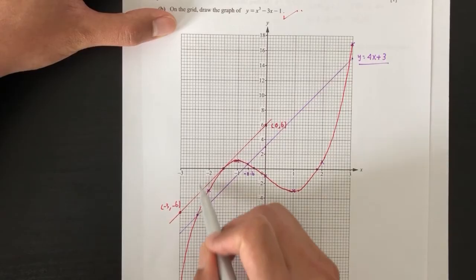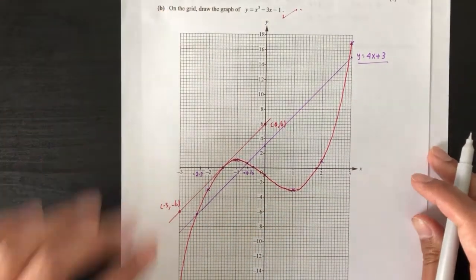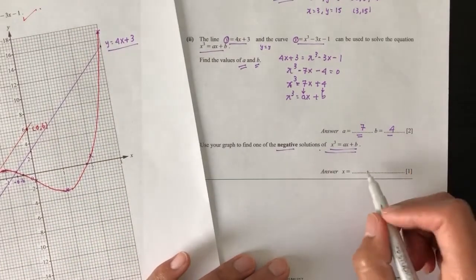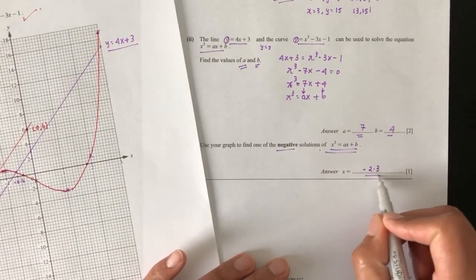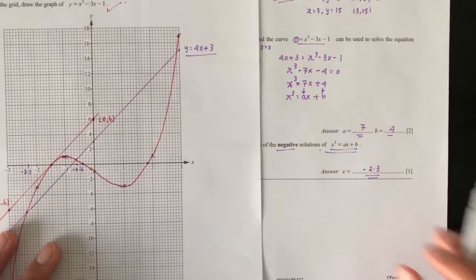Oh, this one is minus 2.3. I'll go with this one. So the answer will be minus 2.3 for the negative solution of this. Okay, so that will be question number 5.